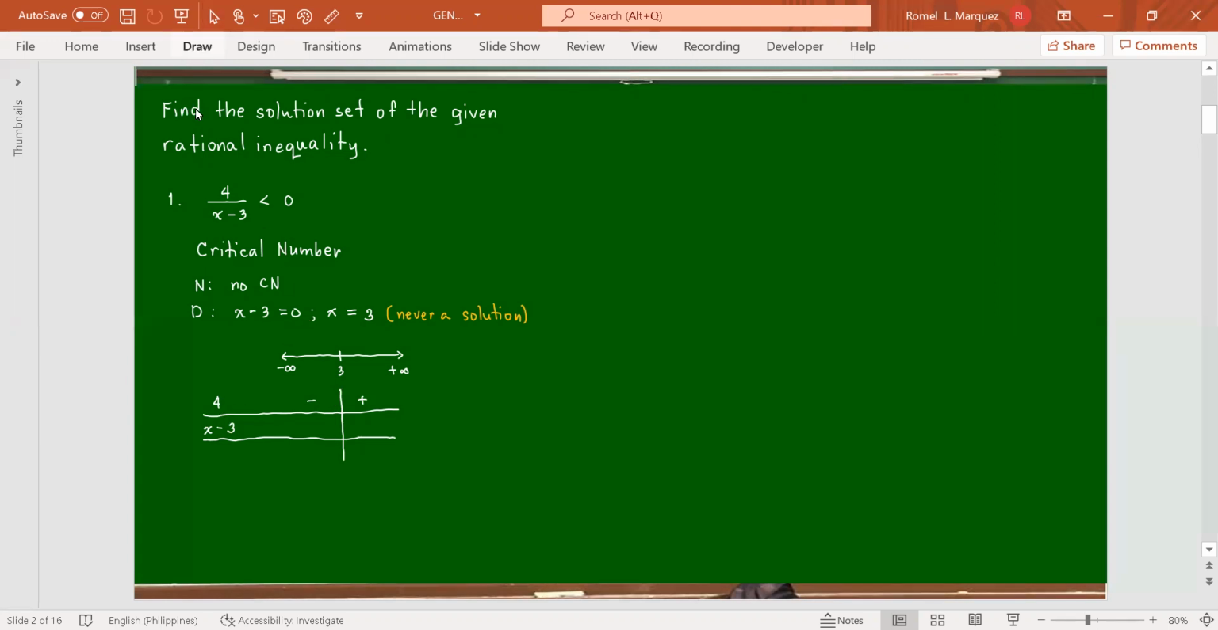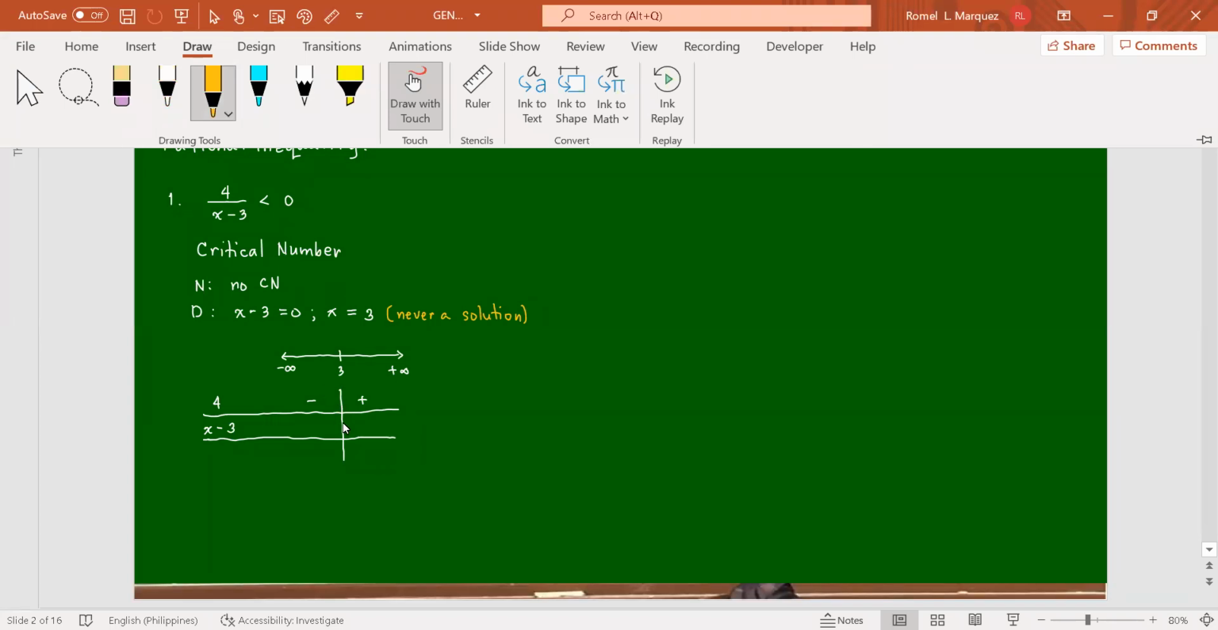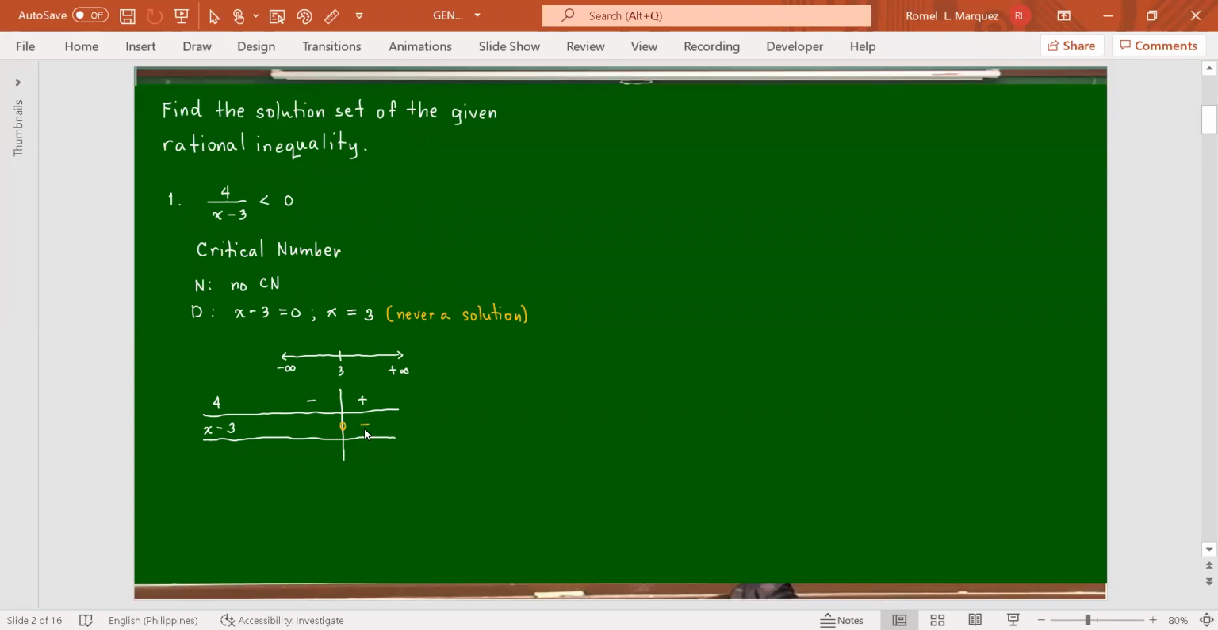And then what about the second one? It is 0 here. To the right, positive. So again, to the right and left, they are both positive for 4. And for x minus 3, to the right, positive, to the left, negative, because the coefficient of x is positive. Is that clear, children? Why is it again to the right of 3 and to the left of 3, the sign of 4 is positive? Because 4 is always positive to the right and left.